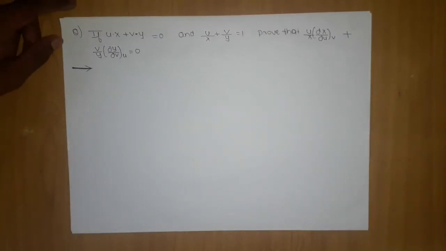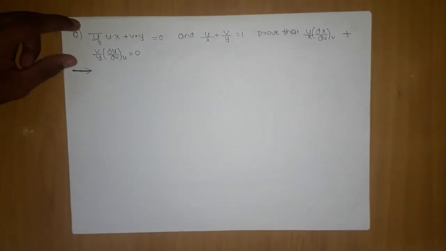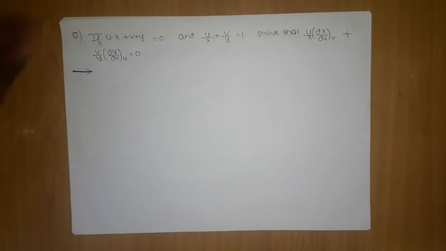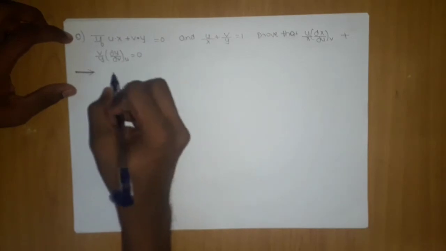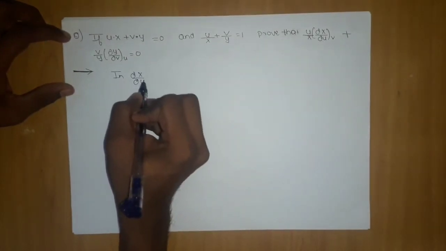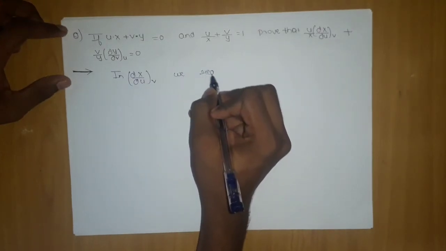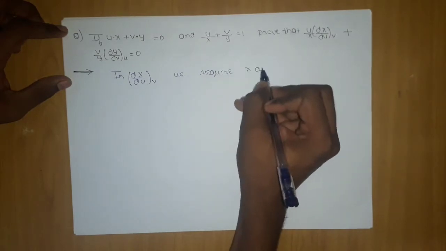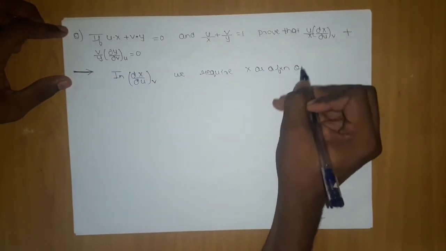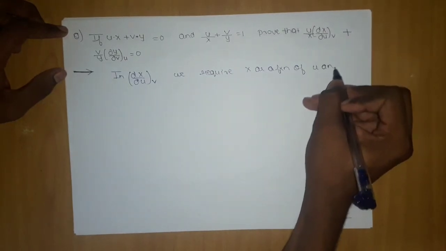So the question which we are starting with is as follows: if ux plus vy equals 0 and u by x plus v by y equals 1, prove that u by x into dou x by dou u keeping v constant plus v by y into dou y by dou v keeping u constant equals 0. To prove this, firstly, in dou x by dou u, we require x as a function of u and v.